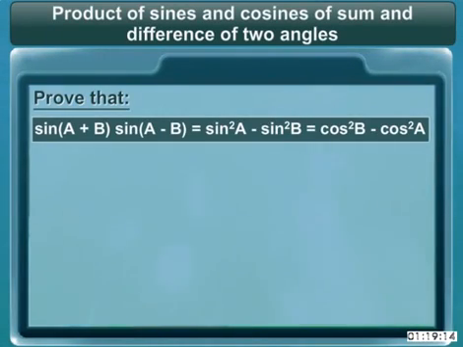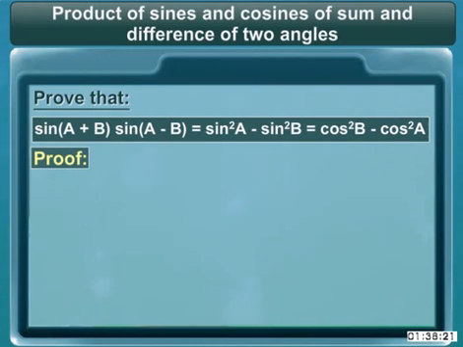Sine of a plus b multiplied by sine of a minus b is equal to sine square a minus sine square b, or it is equal to cos square b minus cos square a. Now let's see its proof.